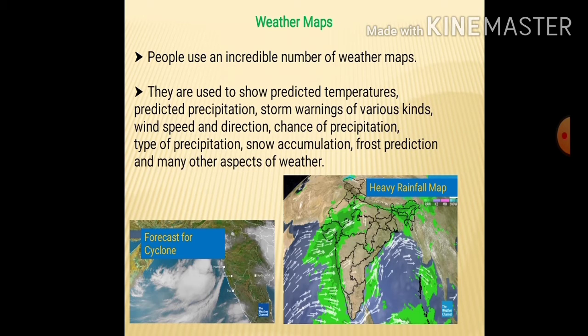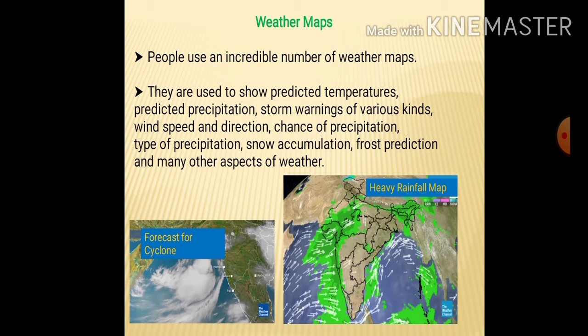Weather maps are also useful. We see them in news channels, in everyday news. If we watch, at last the weather is told by the newsreader. That is also important. You can see in these maps, a heavy rainfall map is shown here, and a forecast for cyclone. Many cyclones come every year from the oceans, so we come to know of them through these news reports. In news channels we get that forecast.